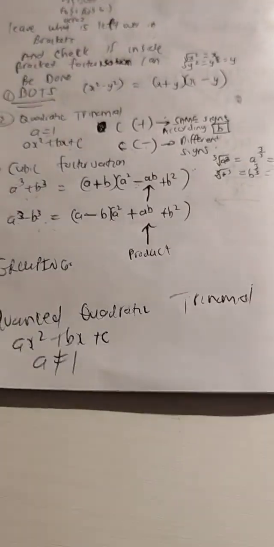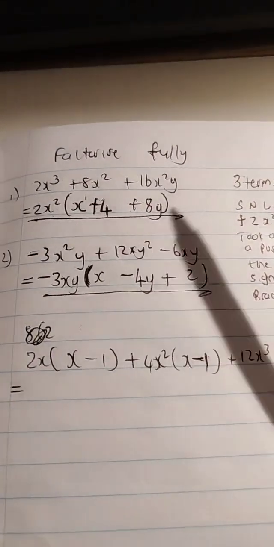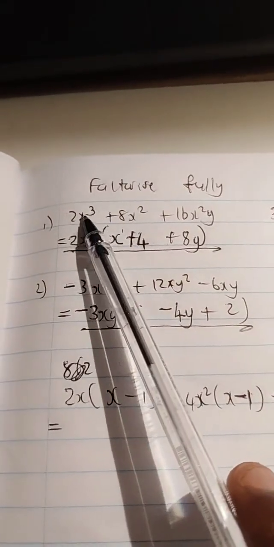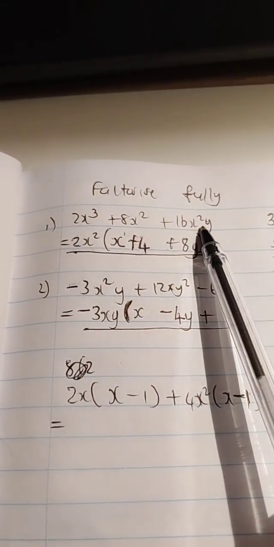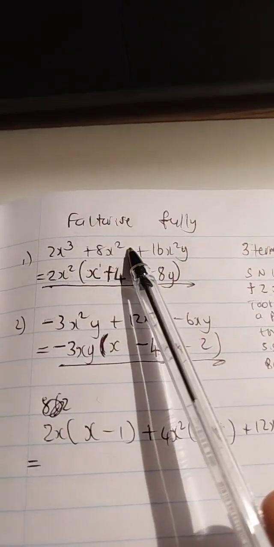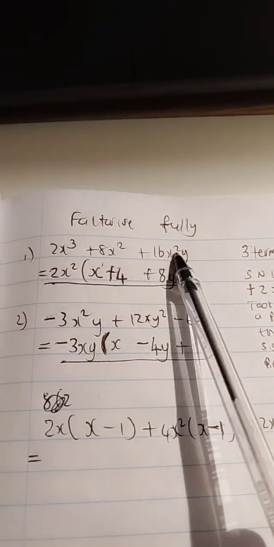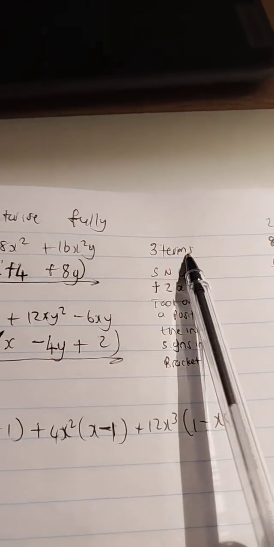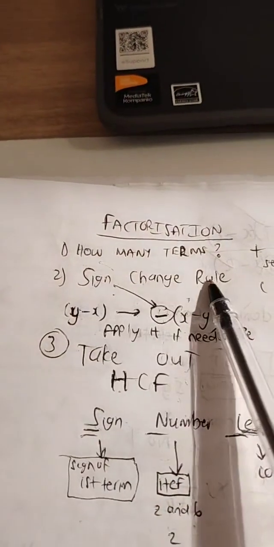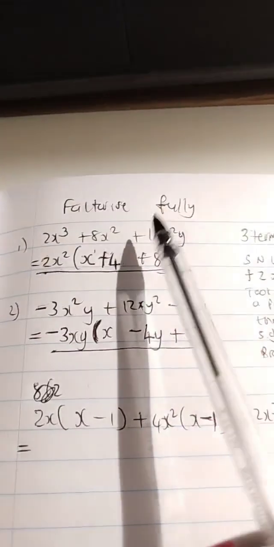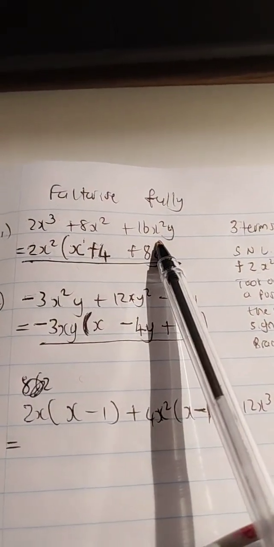Okay, all right. So earlier on when I was live, just a few minutes or hours ago, I looked at the factorization of these three terms. So what we did is we followed the rules. How many terms do we have in the expression? We counted: 1 plus sign, 2 plus sign, 3. So we established that there are 3 terms. Then next question, is there a need to apply the sign change rule? Well, in this situation, no sign change rule needed to be applied.